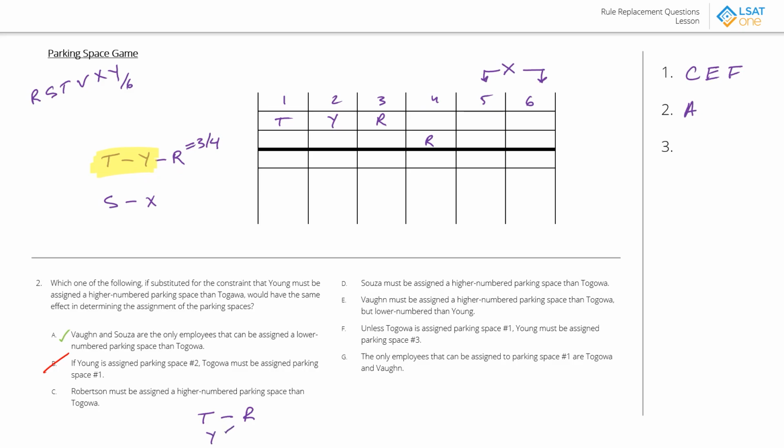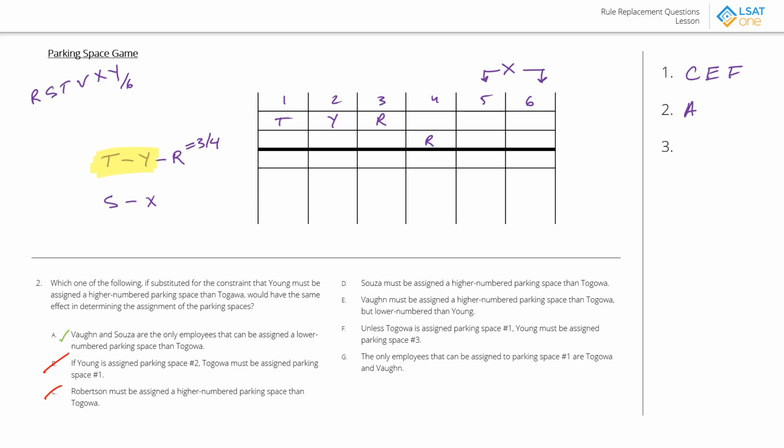So R is higher numbered than Y. You'll notice that T and Y can kind of shuffle here back and forth. So answer choice C isn't good enough. It doesn't ensure that T is going to be below Y. It will just make sure that both of them are below R, but we don't know what sequence. So answer choice C is out.